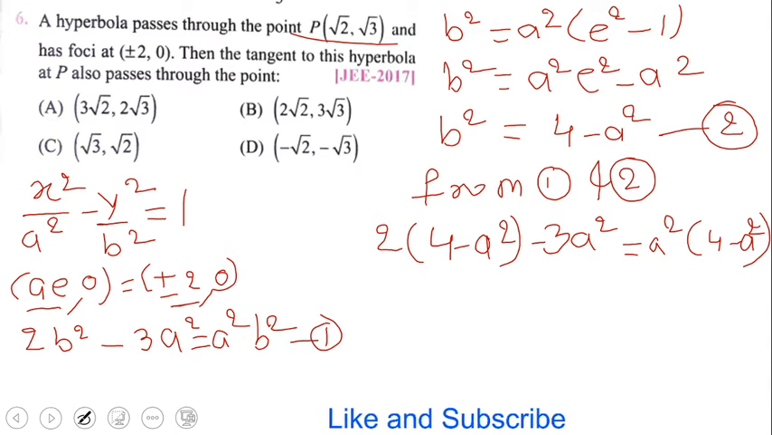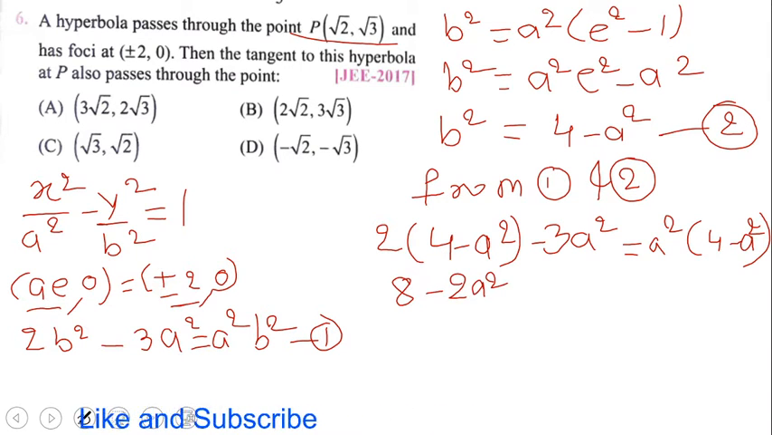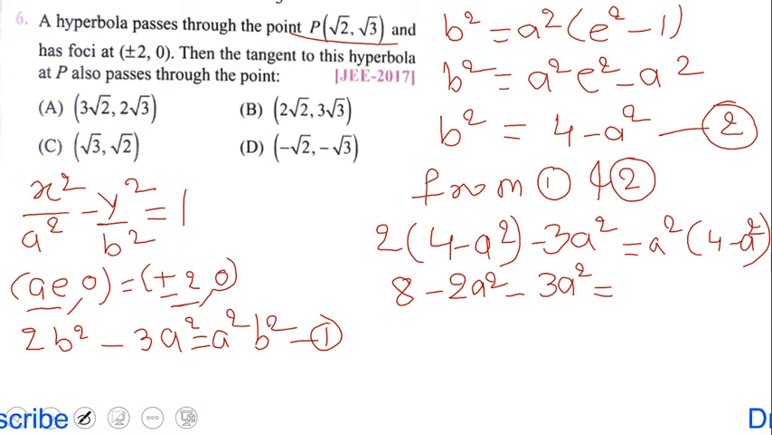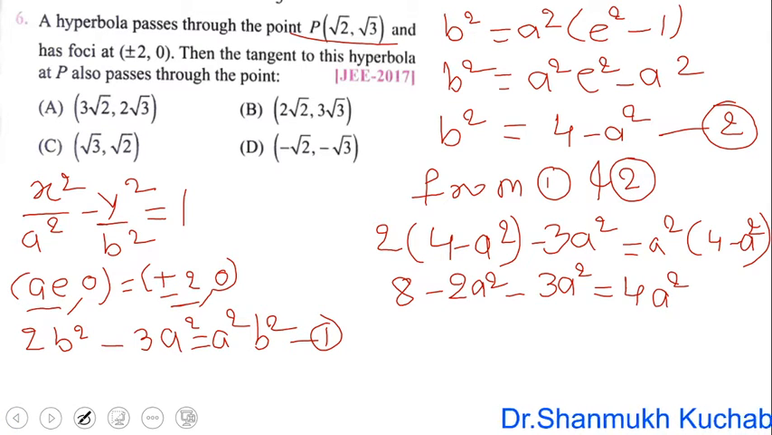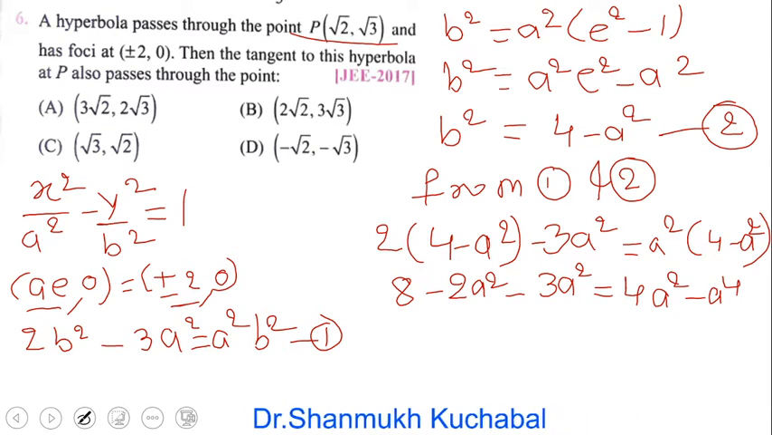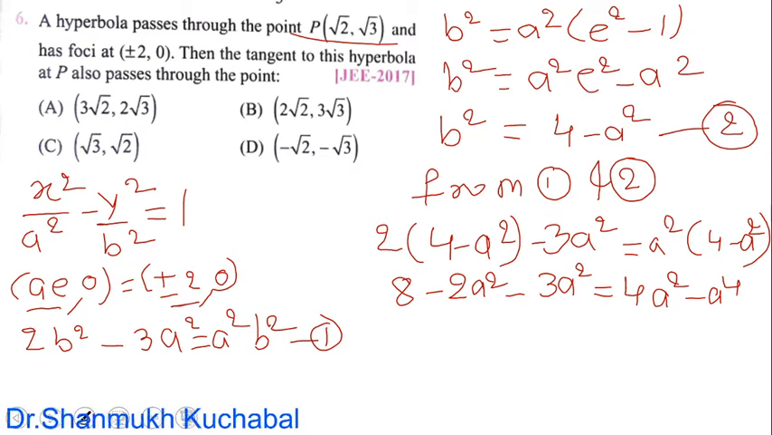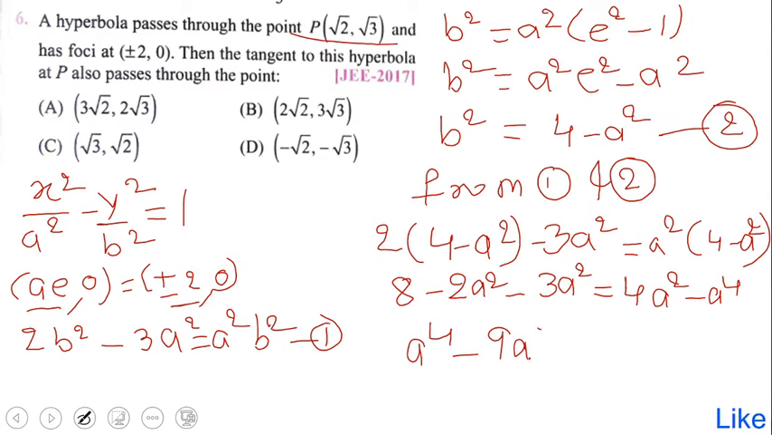Then LHS we have to multiply by 2, so 2 4s are 8 minus 2 a square, minus 3 a square will be as it is, this is equal to, multiply a square to the bracket, so it is 4 a square, then further plus into minus minus, a square into a square, a raised to 4. Then further take all these things to the LHS and we get a biquadratic equation, a raised to 4 minus 9 a square plus 8 equal to 0.